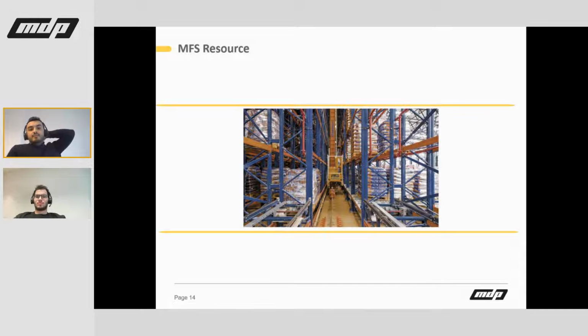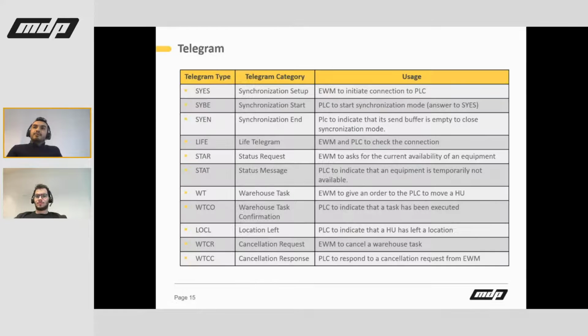So to optimize the movements of these cranes or these MFS resources within EWM, we need to map them as resources on the system so that we can use additional EWM functionalities as well as MFS. And the last and maybe the most important component in MFS is the telegrams. A telegram refers to a standardized data message that is utilized to exchange information between different components. This can be PLC and EWM.